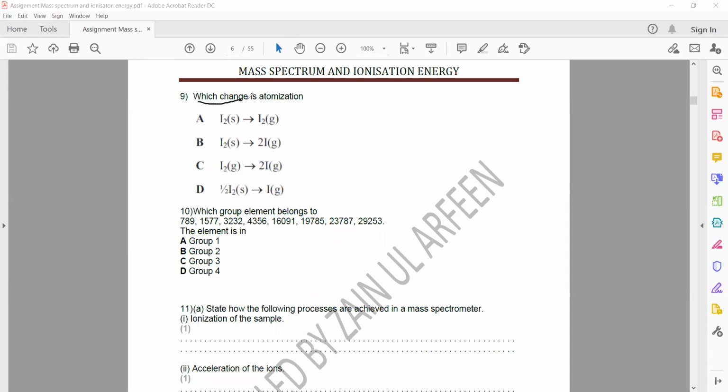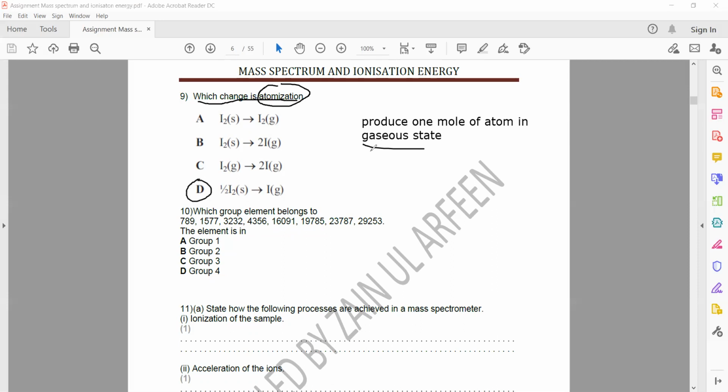Which changes atomization? What is the meaning of atomization? When we produce one mole of atoms in a gaseous state, that is what we call atomization. So which one is atomization? A, B, C, or D? You just have to check in which one you produce one mole of atoms in a gaseous state. So D is the right answer.